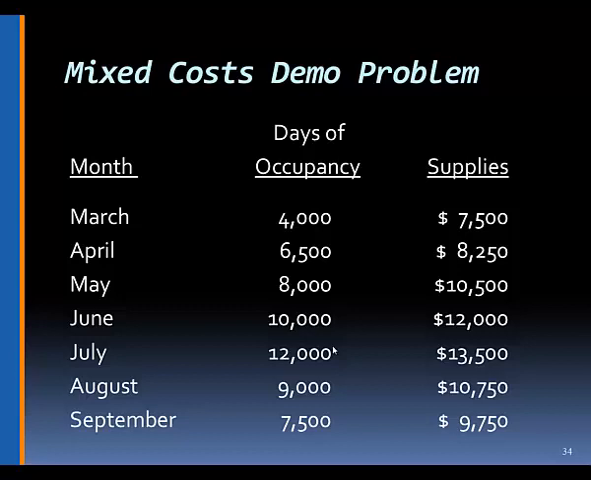We are looking at a resort hotel. We have days of occupancy and cleaning supplies. And you'll notice as the occupancy increased, we use more cleaning supplies. Cleaning supplies is a mixed cost. If we have no one residing in the hotel, we still have to clean it. So you still have cleaning supplies. That's the fixed portion. As we increase the days of occupancy, you increase the cleaning supplies because we have more rooms to clean.